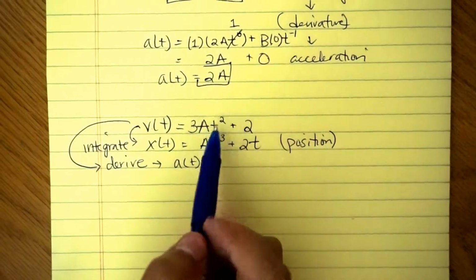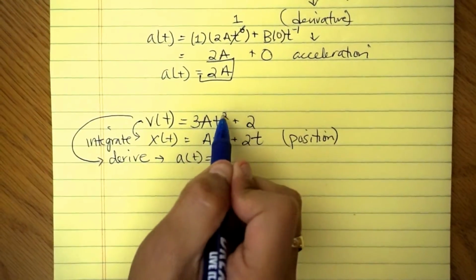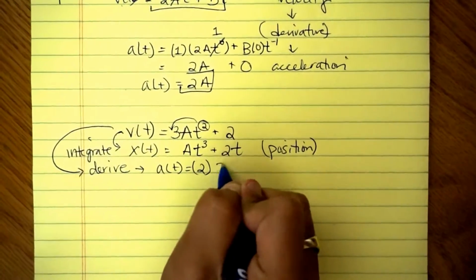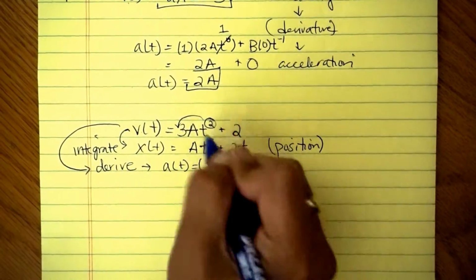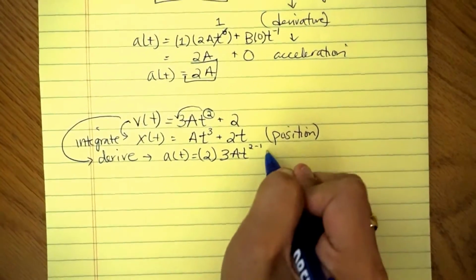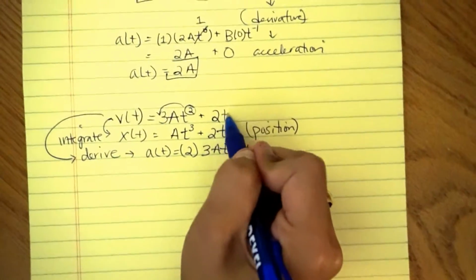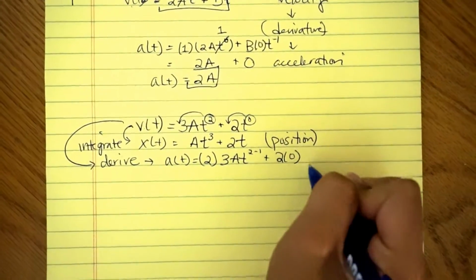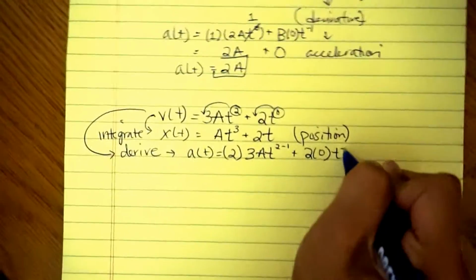So you're going to take the derivative of this. I'm going to bring 2 to the front: 2 times 3at, and I'm going to do 2 minus 1 because I have to bring it down a power. Plus 2, and this is like t to the 0, right? So I'm going to bring 0 to the front, and then I'm going to do t to the minus 1.